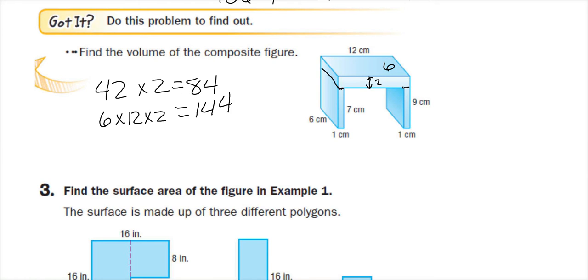Oh yeah, 12 times 12, duh. Just did a whole bunch of these right in a row, so I'm brain dead right now. Okay, so 144 plus 84, and we get 228. Is our total volume, so 228 centimeters cubed.